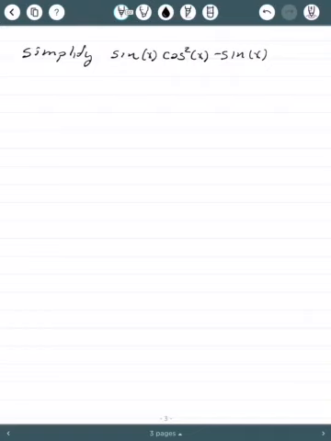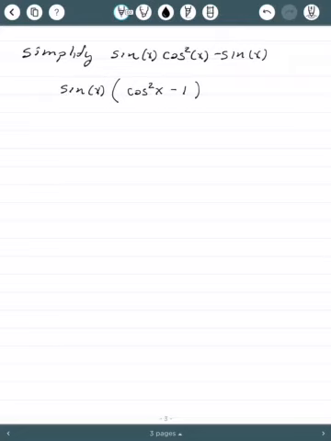First, let's think some basic math. I have multiple terms that include sine, so I can take out sine. And what am I left with? Cosine squared of x minus 1. So cosine squared of x minus 1 is very similar to one of our trig identities, but it has to match it exactly.